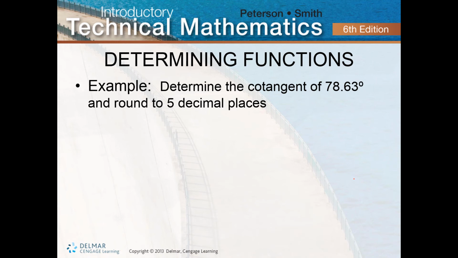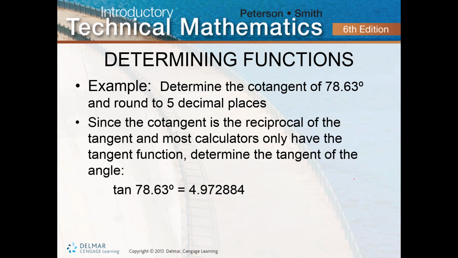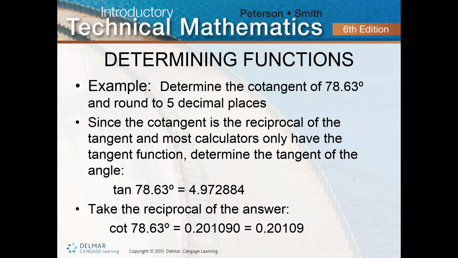So it says determine the cotangent of 78.36. So go ahead and type in the number, then hit the 1 over x, and we come up with 4.972884, just like that. Okay, and then the reciprocal of the answer, flip it, cotangent of 78.63, 0.201090. That's where that 1 over x comes into play if you're given nothing but the angle and they want to know the cotangent.